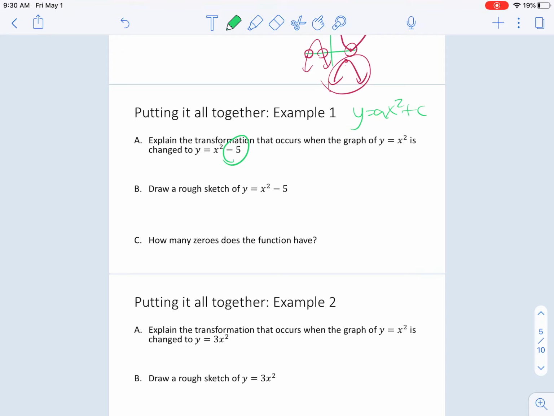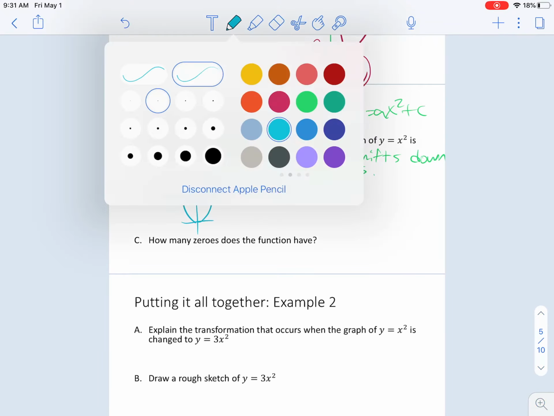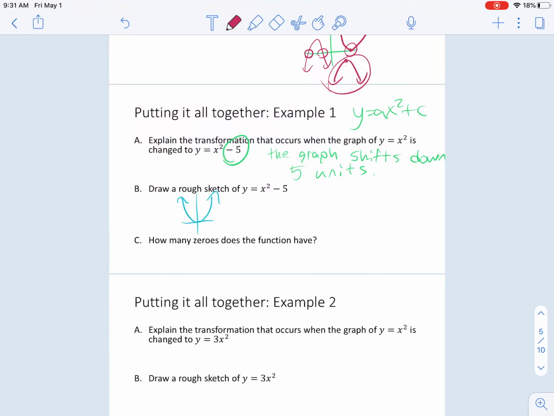So explain the transformation. The graph shifts, because it's a c, down 5 units. That's all you've got to say. That's how x squared transforms into x squared minus 5. Now, if x squared normally looks like this, then we can draw a rough sketch of x squared minus 5 by simply drawing it down 5 units.